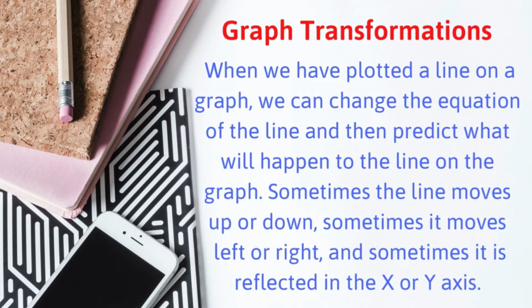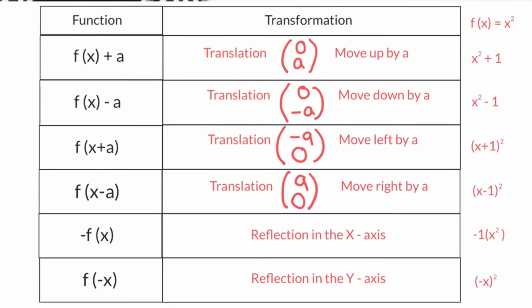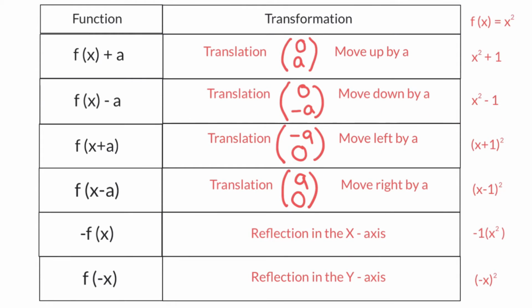When we've plotted a line on a graph, we can change the equation of the line and then predict what will happen to the line on the graph. Sometimes the line moves up or down, sometimes it moves left or right, and sometimes it's reflected in the x or the y axis. So this is the list of the rules that you will need to learn. f(x) represents the function, so that's what happens to x. So let's say for this example, the function is squaring x.